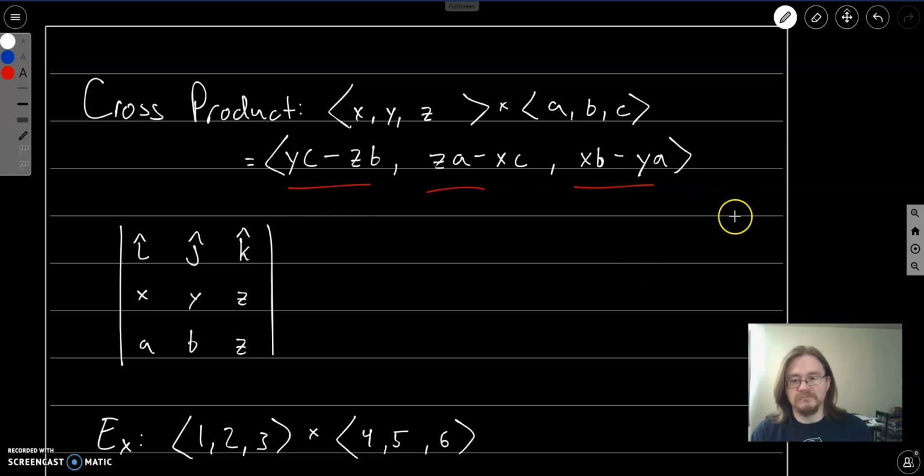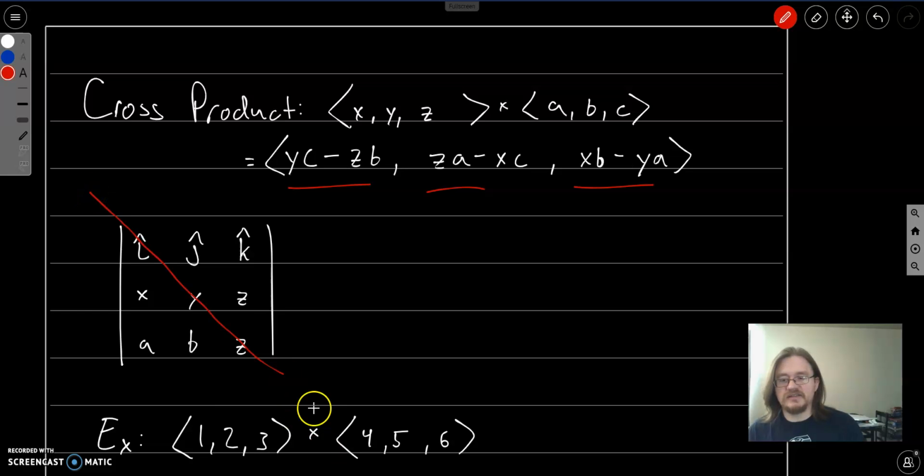Where does this come from? Well, what I'll do is I'm going to write this in a big grid. So here we have i, j, and k representing the x direction, the y direction, and the z direction. And I've got our two vectors. We've got the first vector as the second row, and then the second vector is the third row. And what I'm going to do is I'm going to draw some lines through this.